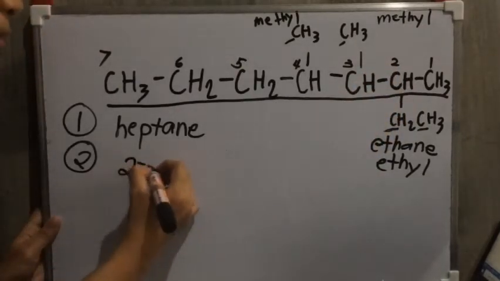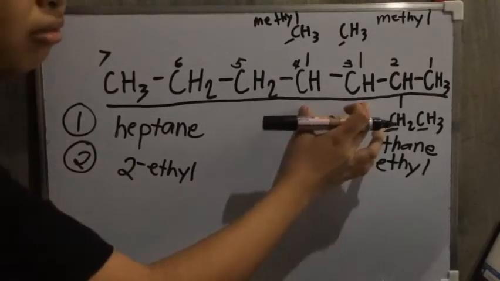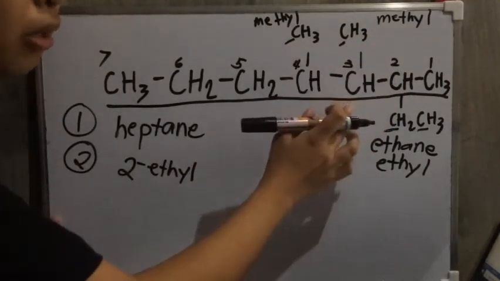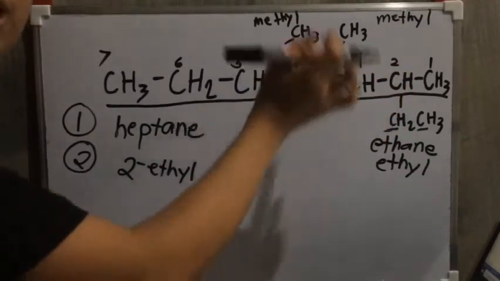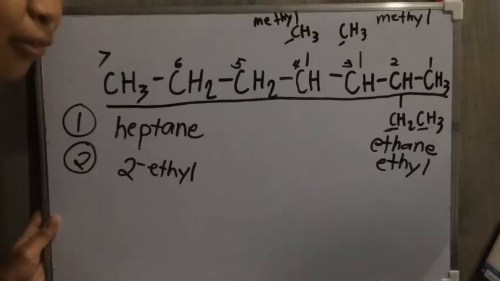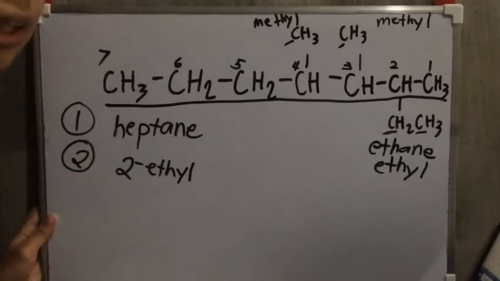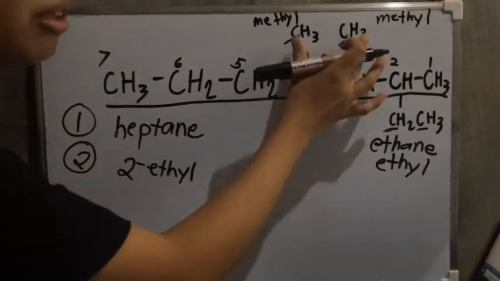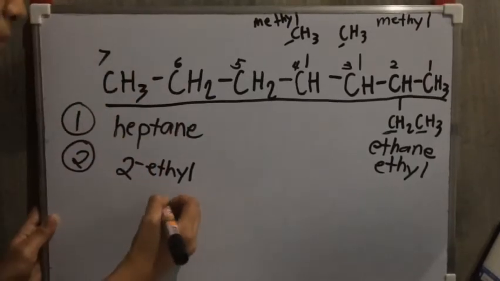So, we have 2-ethyl. Next, ito naman, meron ding nakakabit sa kanya. Merong sa carbon number 3, merong methyl. Sa carbon number 4, meron ding methyl. Kapag marami ang nakakabit, okay, maraming nakakabit saan? If a substituent appears more than once, use the prefixes di, tri, tetra, and so on. So, meron tayong dalawang methyl. Ibig sabihin, dimethyl or 2-methyl.